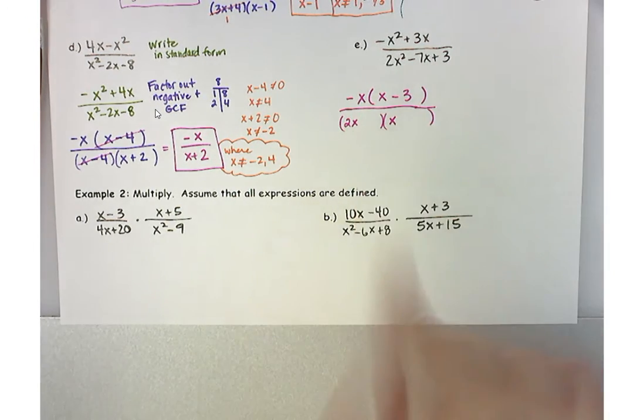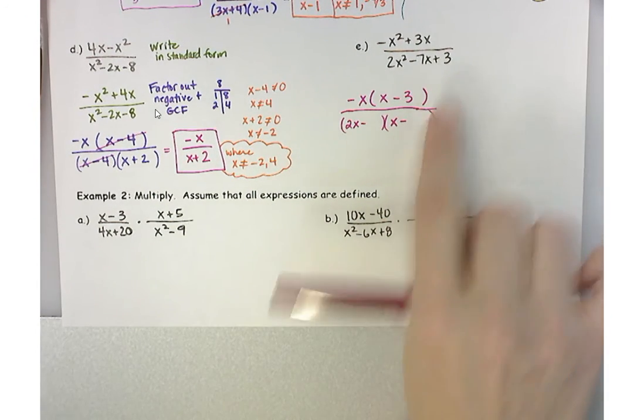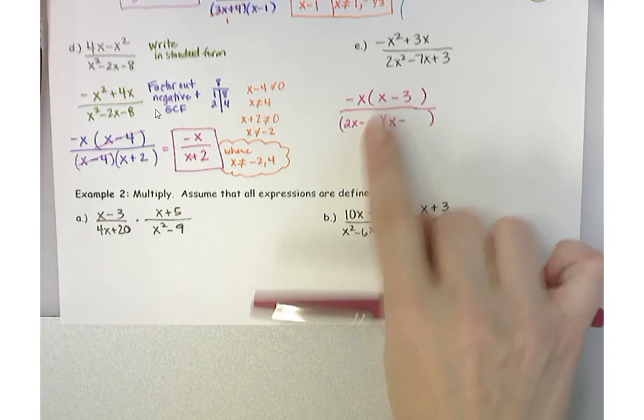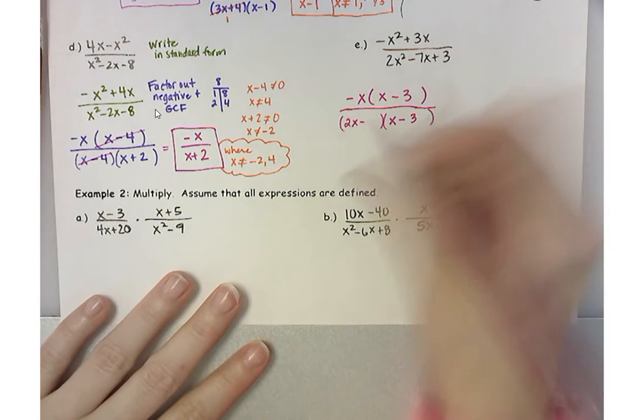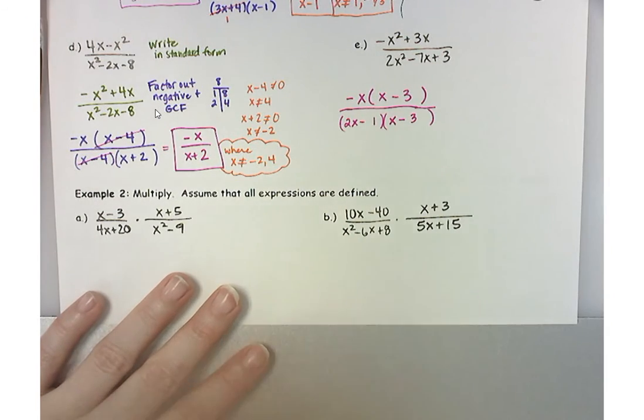So I have negative x over 2x minus 1. Okay, and then again at this step is where you want to make sure that you get both values that x cannot be. So 1/2 and 3.